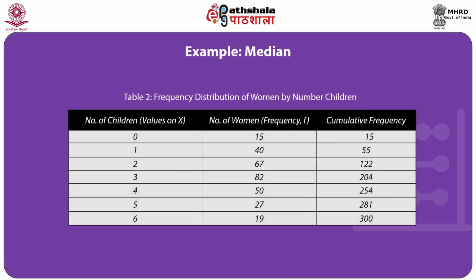In the case of a frequency distribution of a series of data, the median value would be computed by finding the (n plus 1) by 2 value that falls in the cumulative frequency of the series. For instance, in Table 2, you can see the frequency distribution of women by number of children they have, and in the present case this value becomes (300 plus 1) divided by 2, which is equal to 150.5, which falls in the cumulative frequency category of 204. For this category, also called the median class, the value of x is 3, that is, 3 children is the median for this series of data.